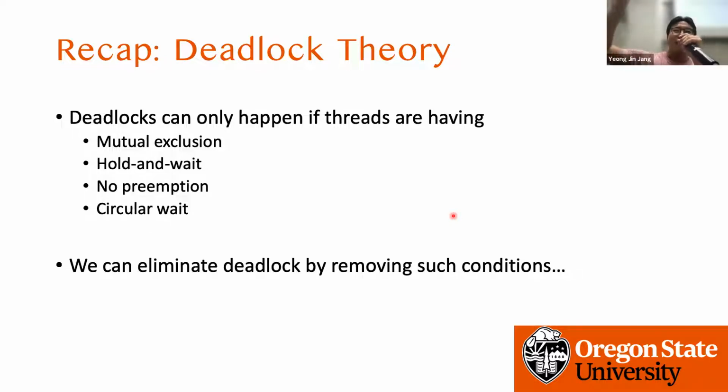So you remember the case of two threads trying to acquire different locks the first time, but at the second time, they would like to acquire the lock the other thread has acquired. In that case, we cannot proceed anymore. And then we learned about how we can eliminate the deadlock for each condition.